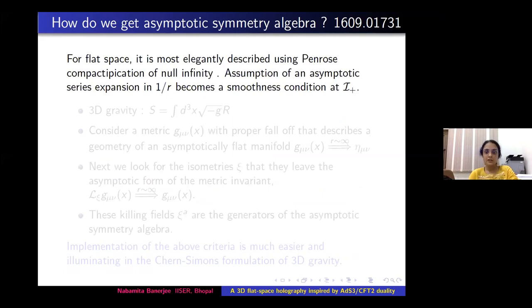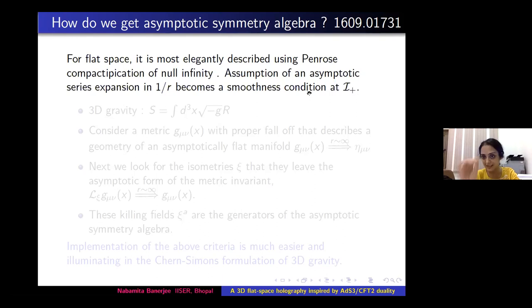Okay. So the next question is: how do we get the asymptotic symmetry algebra? Now, probably many of you know it, but still let me tell you very briefly how one gets the asymptotic symmetry algebra. This particular paper is a very good reference for this. So for flat space, one actually does it using the Penrose compactification of null infinity. So the assumption of an asymptotic series expansion in 1 over r actually becomes equivalent to the smoothness condition at the null infinity.